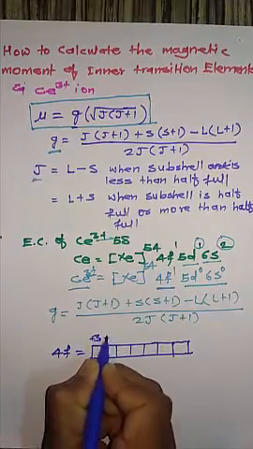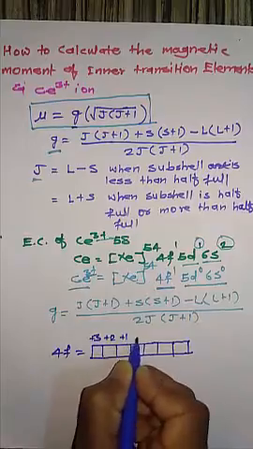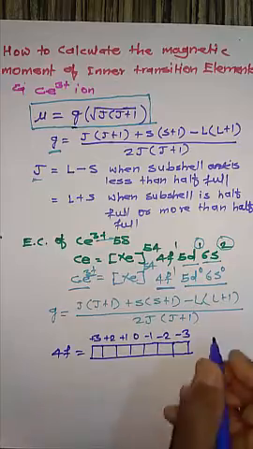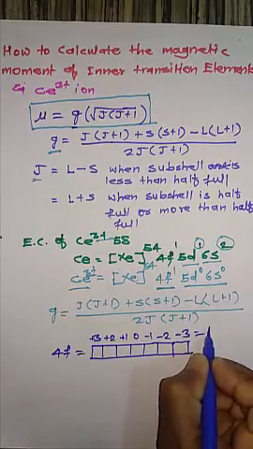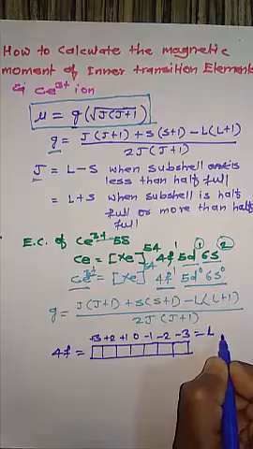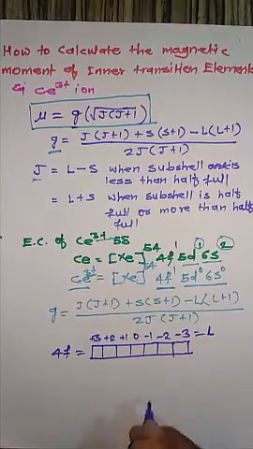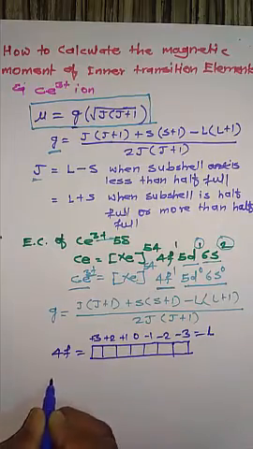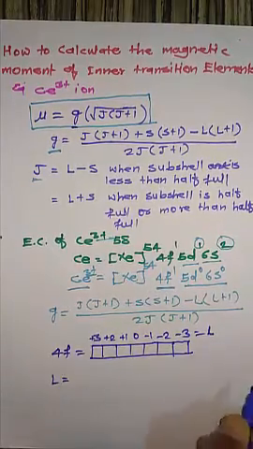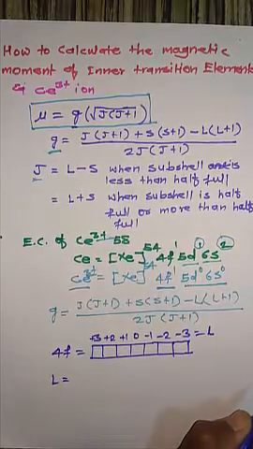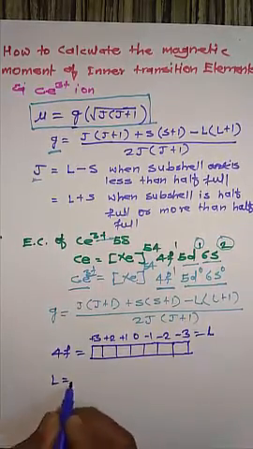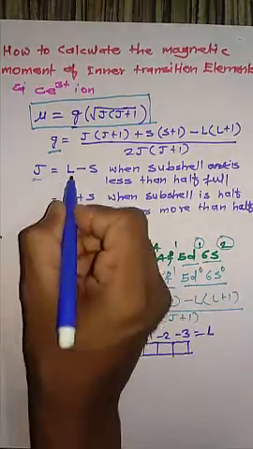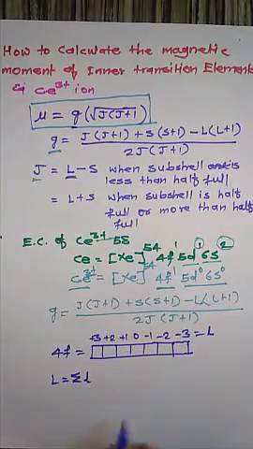So these are 3, 2, 1, 0, minus 1, minus 2 and minus 3. What are these? These are the azimuthal quantum numbers, that is a small l, right? And this capital L is the total orbital angular momentum, that is the summation of small l. What does this capital L mean? That is the summation of small l.